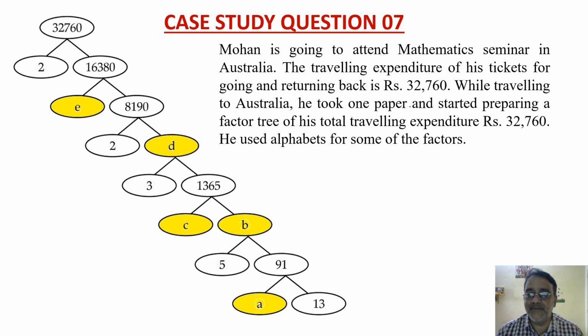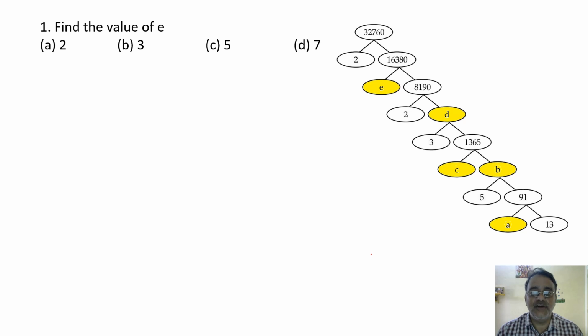Mohan is going to attend mathematics seminar in Australia. The traveling expenditure of his tickets for going and returning back is rupees 32,760. While traveling to Australia, he took one paper and started preparing a factor tree of his total traveling expenditure, that is rupees 32,760. He used alphabets for some of the factors. So this is the context given. Now based on this, we have to start the questions. So now we are going to start the first question. Find the value of E?